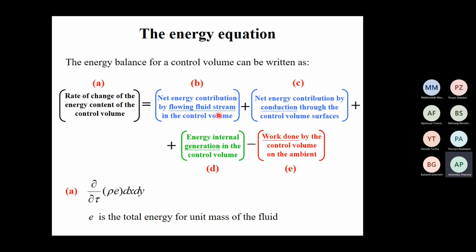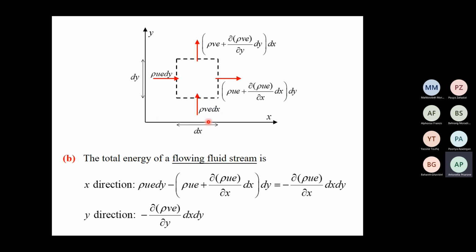Okay, net energy contribution by flowing stream in the control volume. The control volume means an open system. An open system means that I have a mass flow rate that can enter and a mass flow rate that can exit from my control volume. So the sketch is this one. I imagine to have an inlet mass flow rate and an outlet mass flow rate.